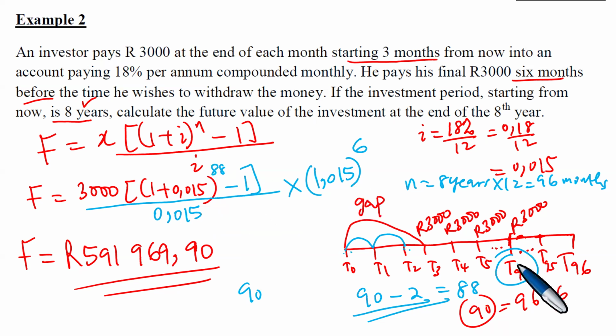But the 6 would be the 6 months from T90 to the end, and there are no payments at all. Because there are no payments, it becomes compound interest. As you said, we're going to use the formula A equals 1 plus i to the nth power. Look at this very carefully.